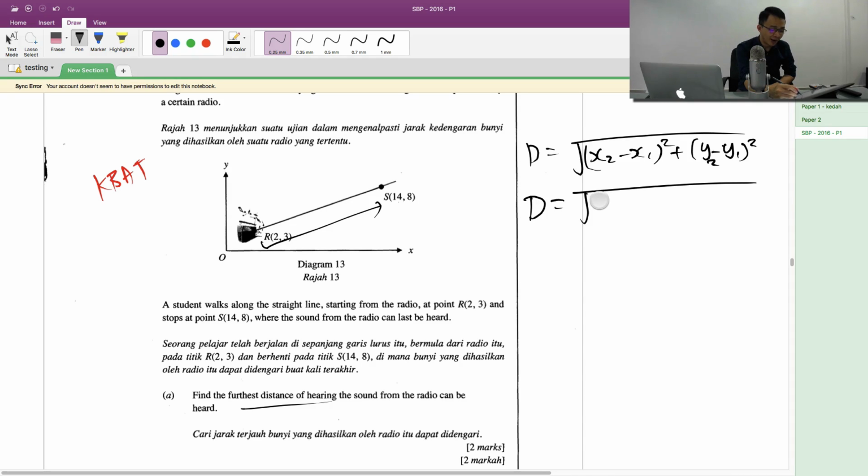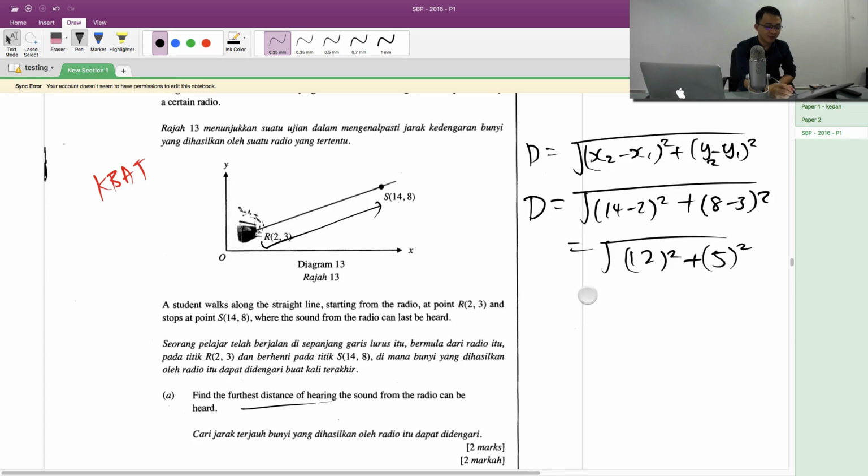The distance equals the square root of (14 minus 2) squared plus (8 minus 3) squared. So I have the square root of 12 squared plus 5 squared. This is Pythagoras: you get 169, and then you square root it, you get 13. So the distance is just 13, it's very easy.